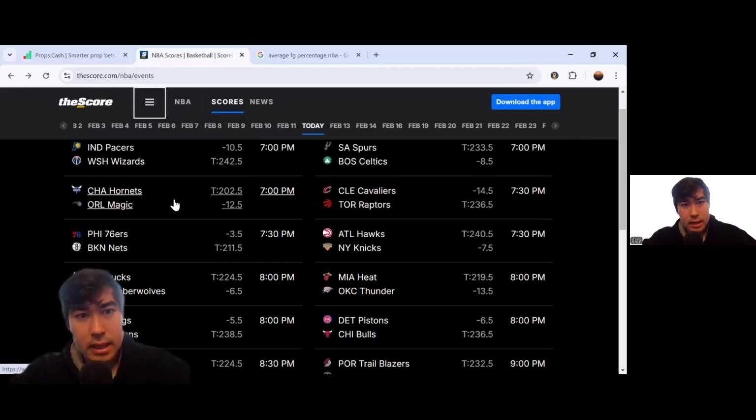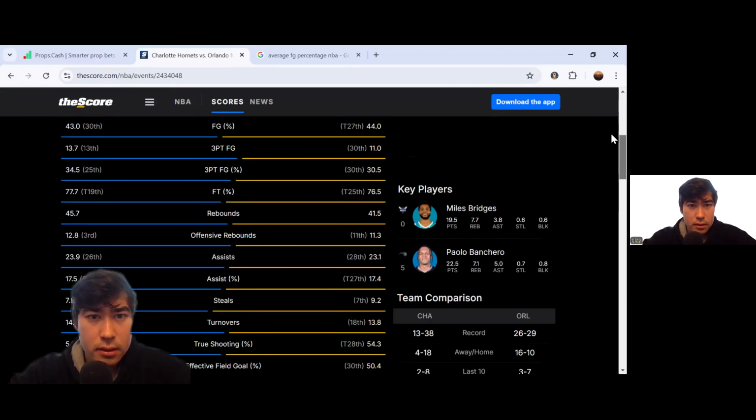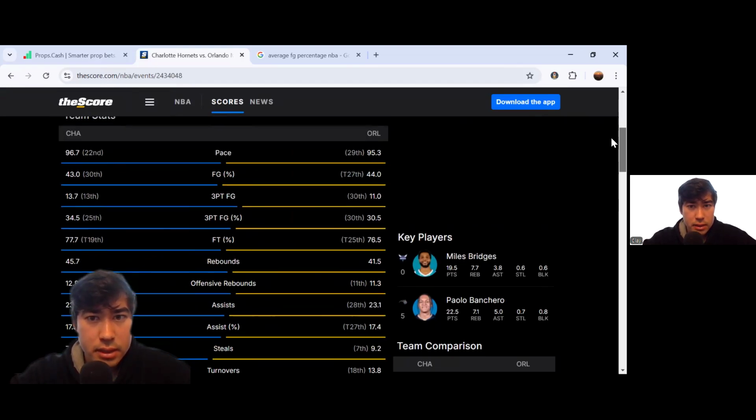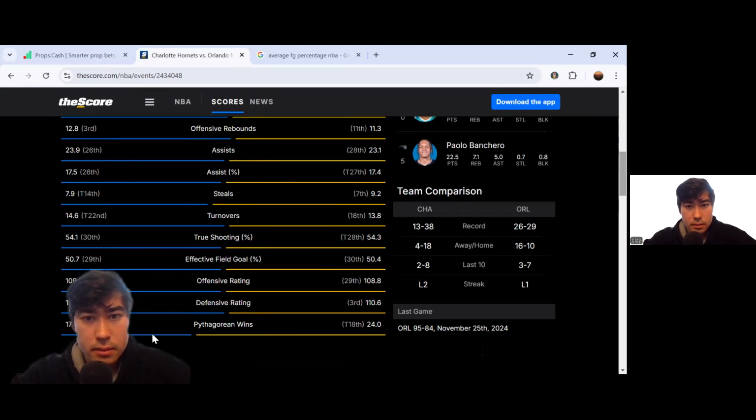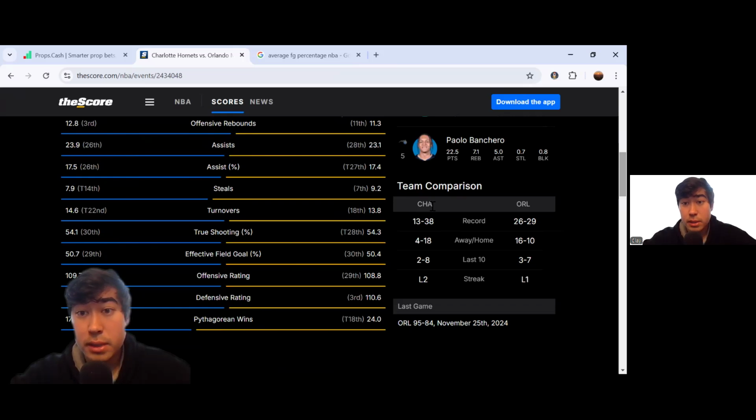So let's look at an under type of game. Like Hornets Magic. The Hornets are slow pace, the Magic are super slow pace. And we can look at all their information here. If we don't know the teams, I already know the teams, so I don't need to look at this every time. But if we don't know anything about the NBA and we just want to do this purely based off numbers, without knowing any of the players, you can do that. It's not a problem.